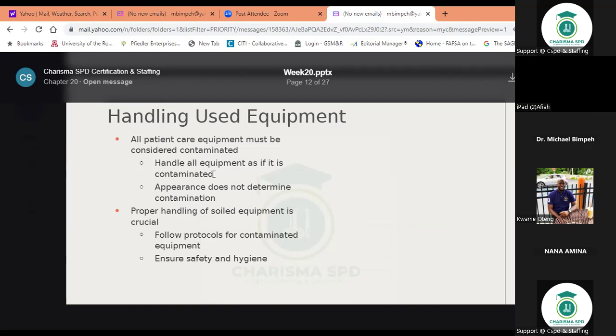Remember, guys, that you can see something clearly with the naked eye, but human eyes are not microscopic. I repeat, human eyes are not microscopic. So you can see patient care equipment, let's say a crash cart or a hypothermia machine, looking so fresh and new, and think, oh, come on, this is clean. Trust me.